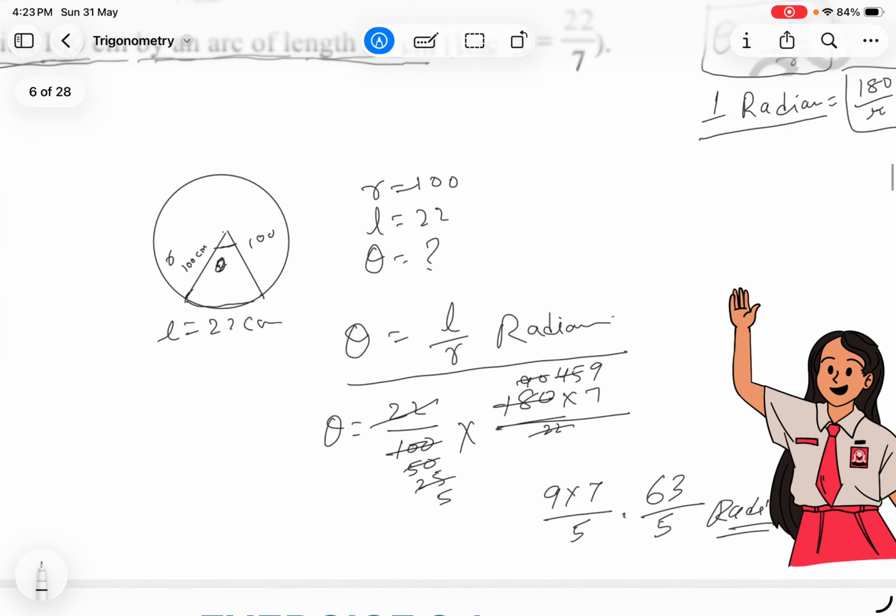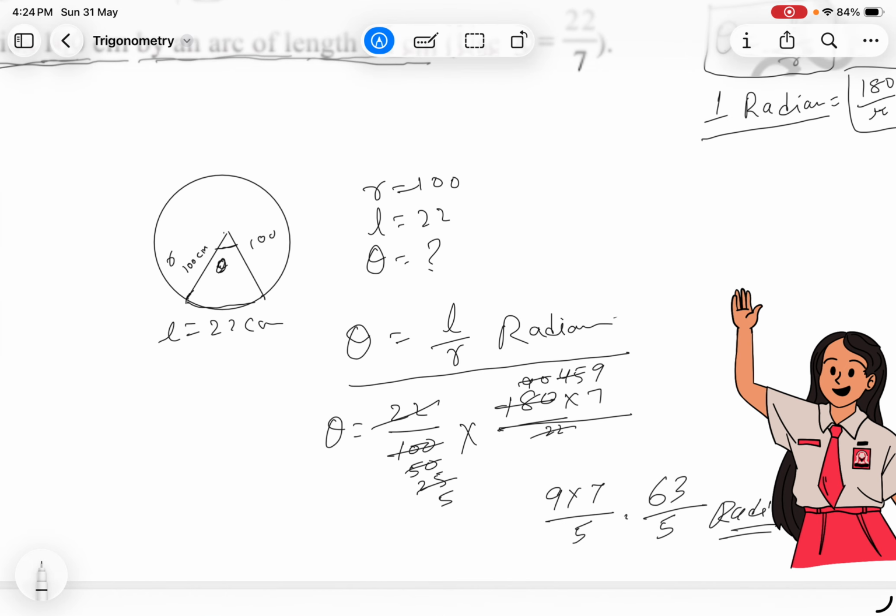And if you calculate in degrees and go further, then you will get 63 by 5. 5 once is 5, and we have 13, 5 twos are 10, we have 3. So we can write this as 12 degrees. Now we have 3 by 5, so 0 point, and it will be 30.